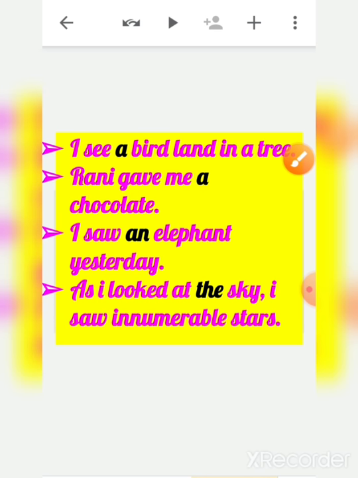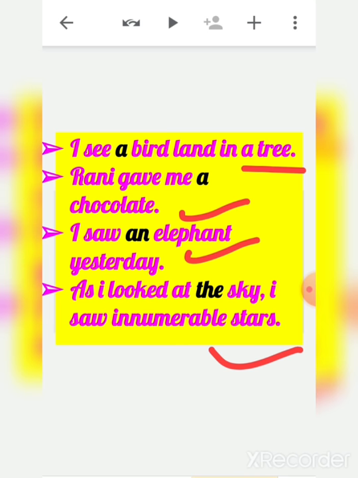Now, children, let's read out these sentences. First, I see a bird land in a tree. Next, Rani gave me a chocolate. Next, I saw an elephant yesterday. Next, as I looked at the sky, I saw innumerable stars.